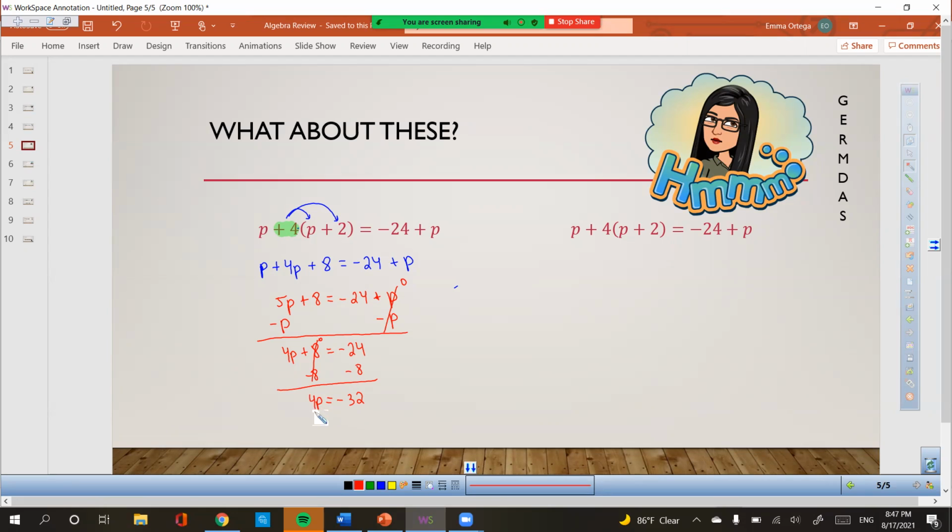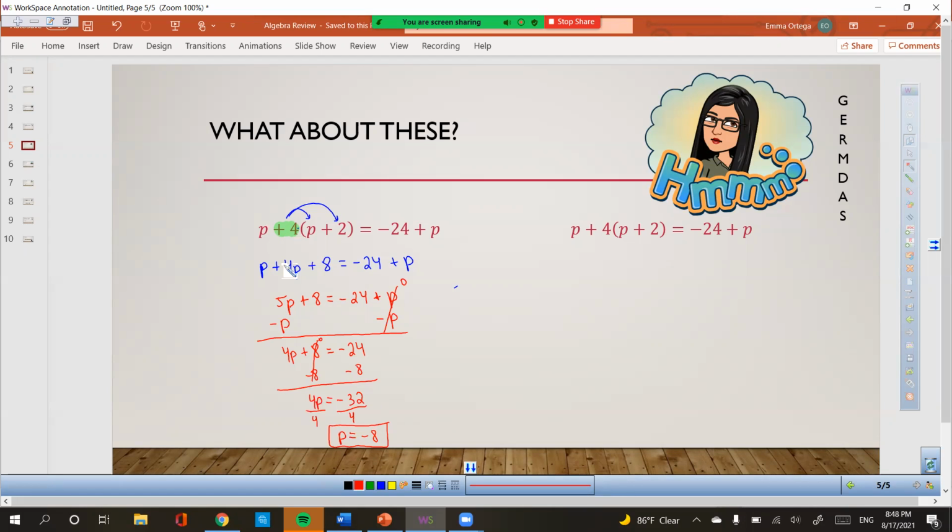All right, and lastly, we have all our letters together and all our numbers together. So to leave the p by itself, since they are multiplying, what's the opposite of multiplying? Divide. So you divide by the same. Divide by positive 4. And we do it to one side, you have to do it to the other side. So at the end of the day, my answer is p equals negative 32 divided by 4. That gives me negative 8. And there you go. Once your letter is by itself, that means that is your answer.